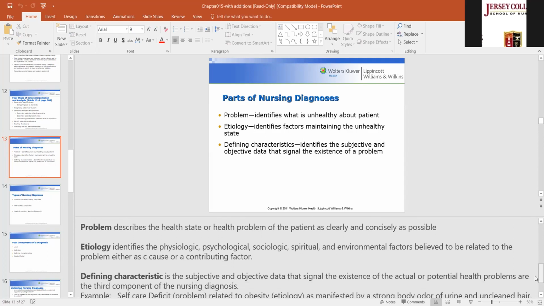So again, the problem describes the state of health or the problem. The etiology is causing factors or contributing factors. The defining characteristics are the subjective or objective data. So let's say my problem is aspiration. What would cause that? Maybe my patient has muscle weakness and inability to swallow. So that's my etiology. And what would be my defining characteristics? So it's evidenced by choking when trying to swallow a pill, excessive drooling. Those kind of things would be my defining characteristics. They tell me or show me about the etiology.